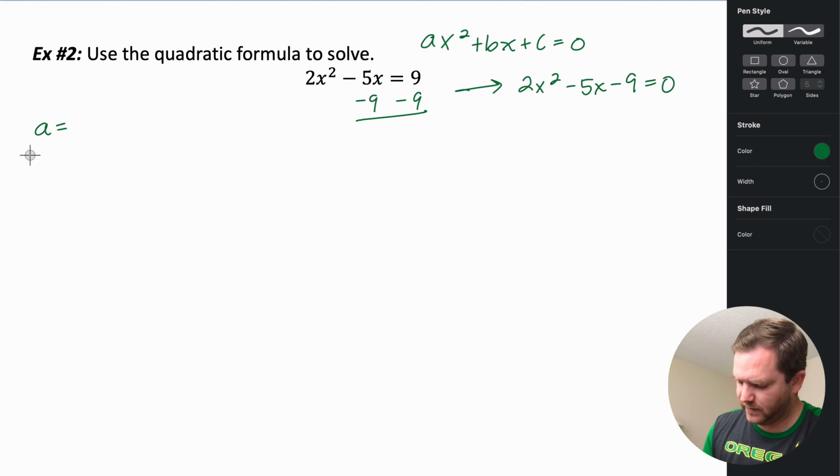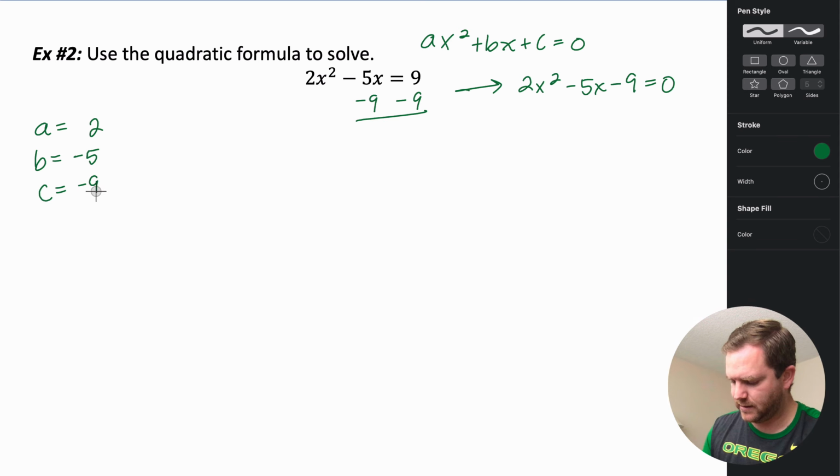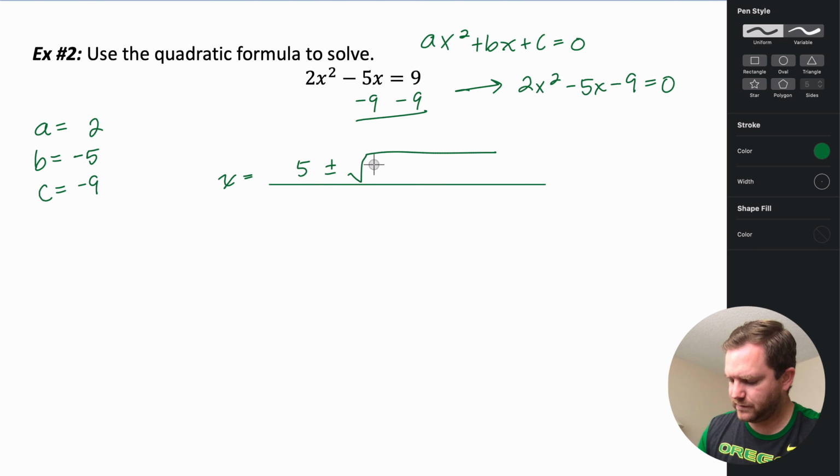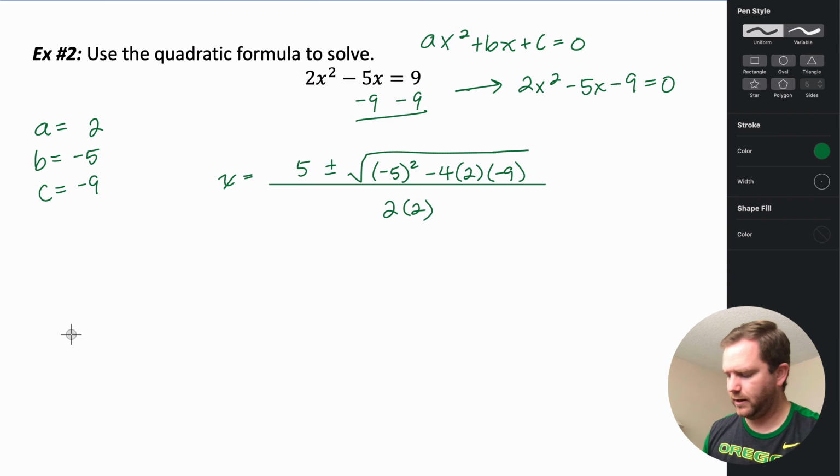So identify the values of a, b, and c, and then we can plug in. So a is 2, b is -5, c is -9, and we can now jump into the quadratic formula. Okay, so it's the opposite of b. So because b is -5, the opposite of that would be +5, plus or minus the square root of b squared, so b is -5 squared, minus 4 times a, which is 2, times c, which is -9. We can extend this a little bit. All divided by 2 times a, which is 2 there.